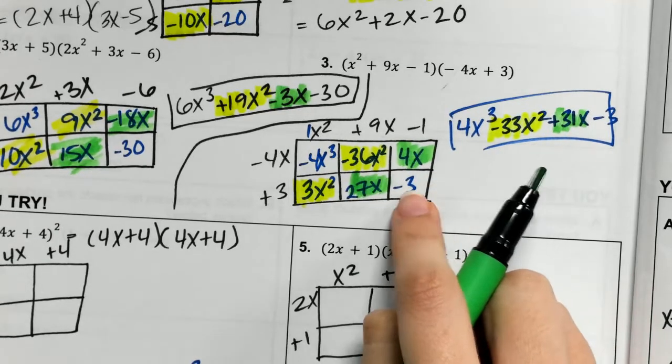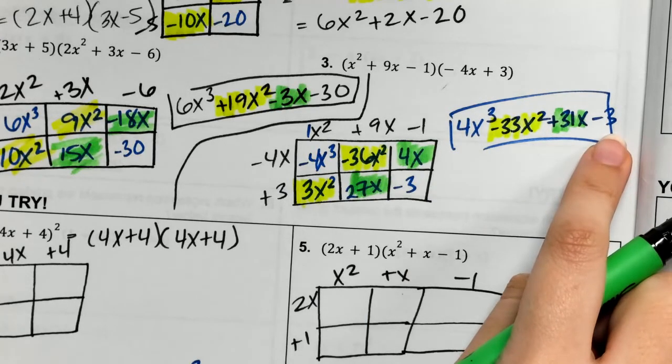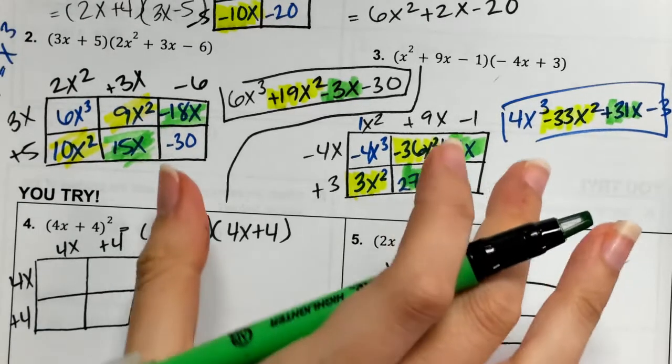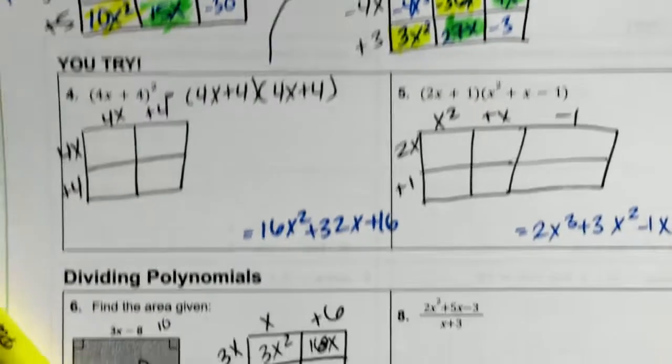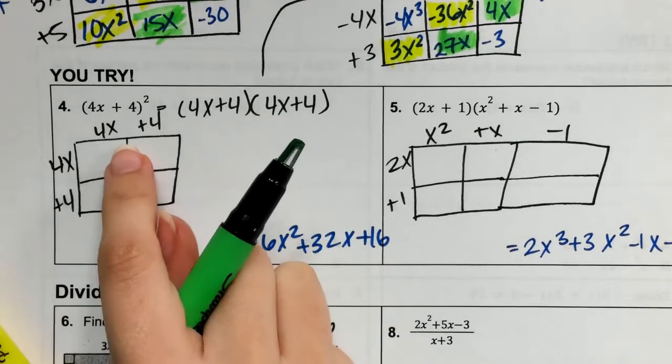Negative 3 is the only non-variable number. It stays itself, negative 3. So that's how to multiply binomials by trinomials. Here are some practice problems. The boxes are set up.